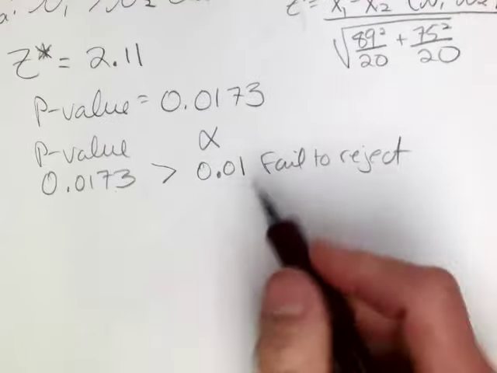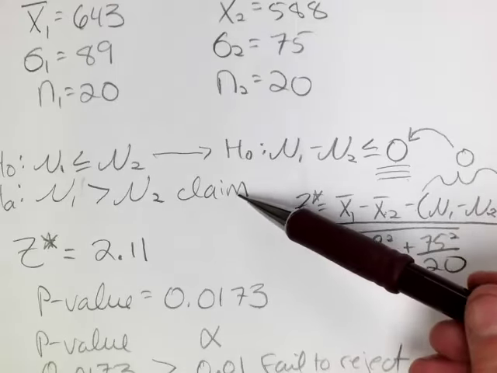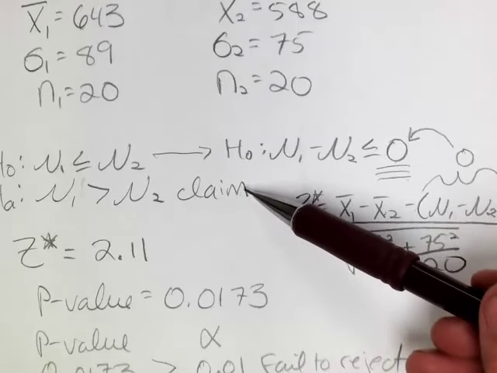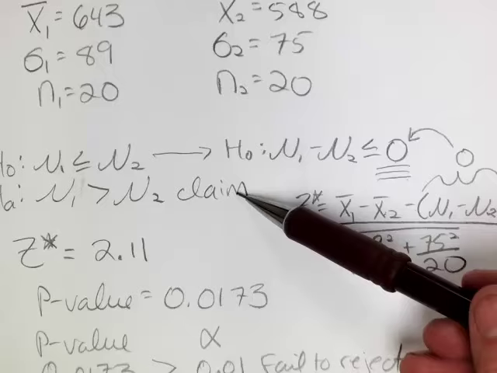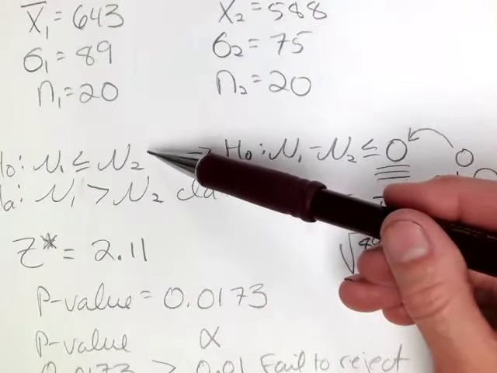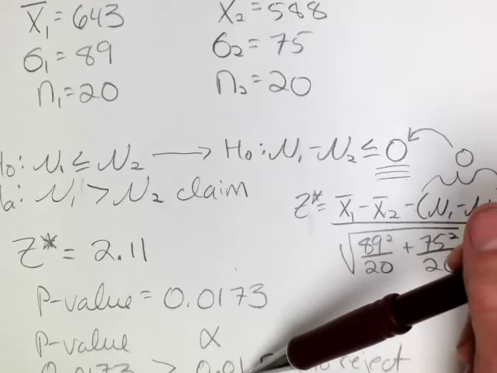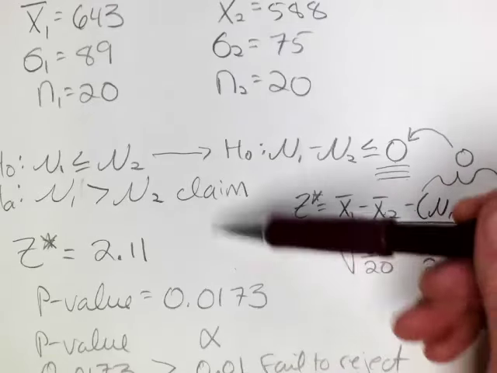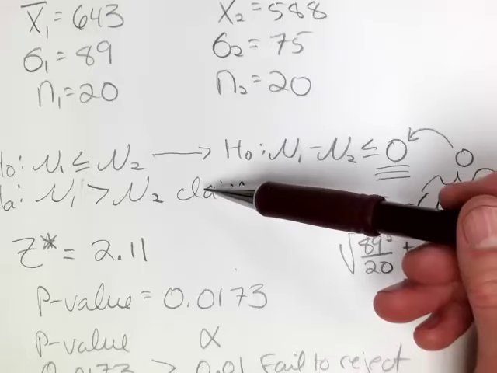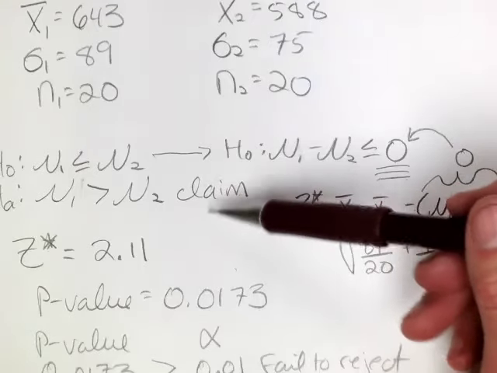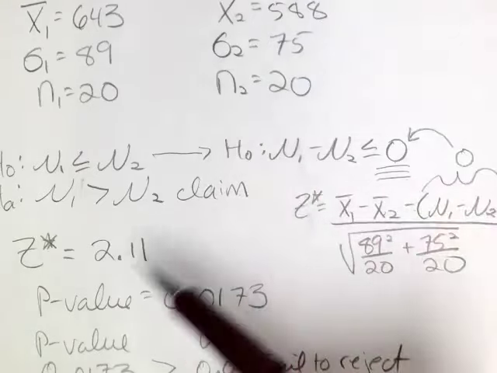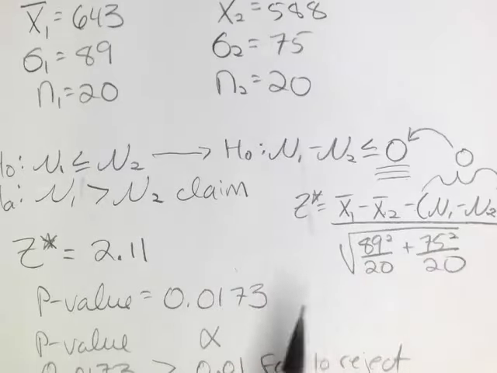Okay, so what that means in terms of supporting the claim is that we are not going to support the claim. Because we are failing to reject the null and the claim is the alternative, we're going to state at an alpha level of 0.01 there is insufficient evidence to support the claim that the mean amount spent for diet A is greater than the mean amount spent for diet B.